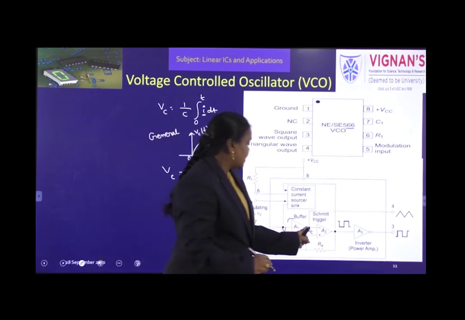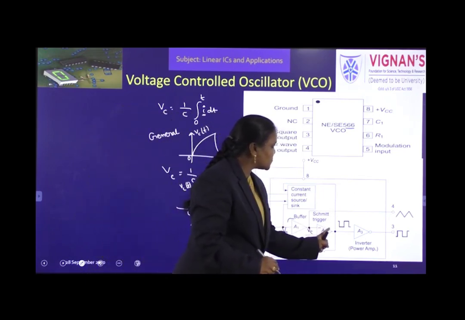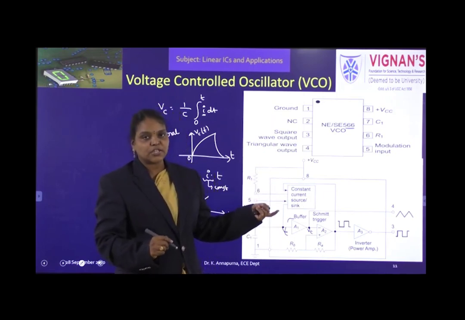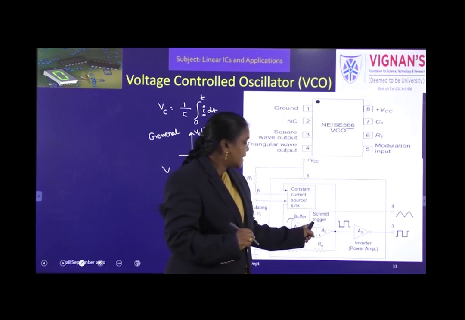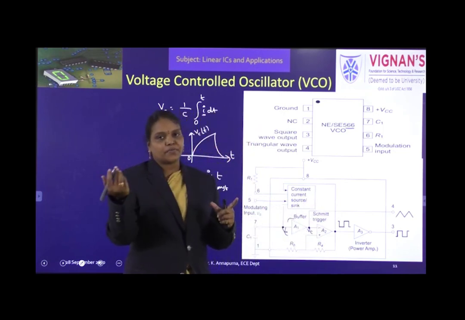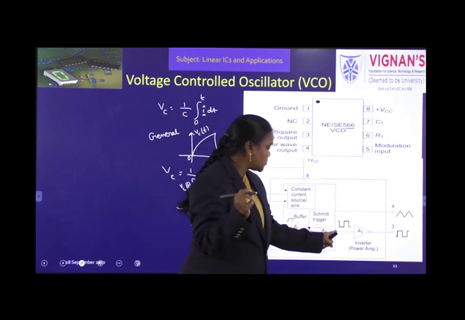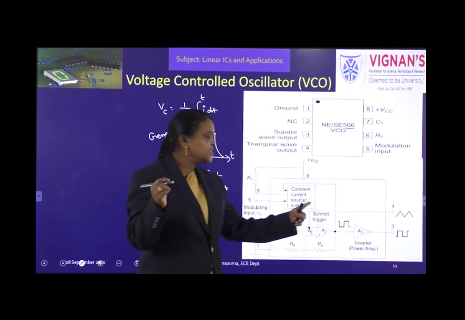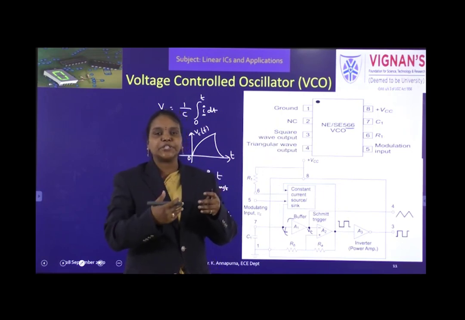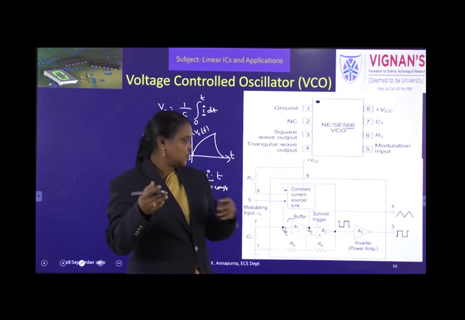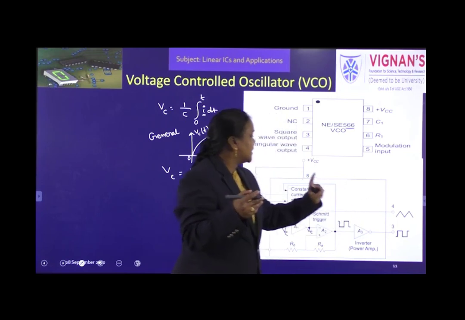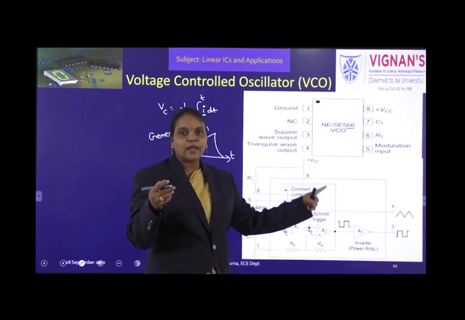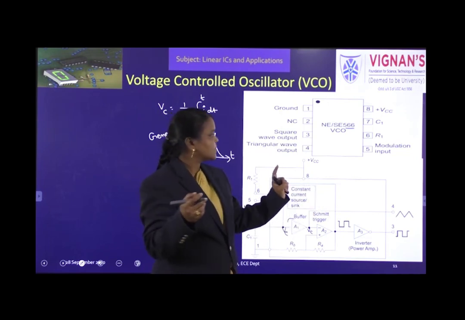Then it is given to the Schmitt trigger. What is the function of the Schmitt trigger? In the second unit, we have seen the Schmitt trigger. It converts any waveform into a square wave. So the output of the Schmitt trigger will be a square wave, and this is an inverter. Inverter means the positive half cycle will be converted to negative and negative will be converted to positive. So in the VCO, we will have two outputs, a triangular output and a square wave output.